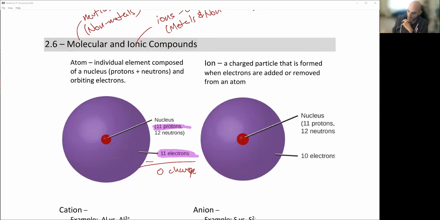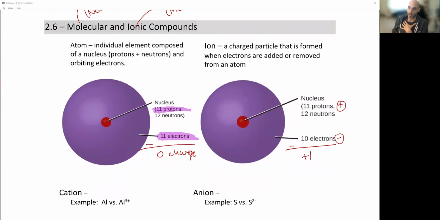An ion, on the other hand, is when I have an imbalance in the number of electrons or protons. And I'm sure you guys know all this. So in this case, we have 11 positive charges and 10 negative charges. So I have one extra positive charge, making the charge of this +1 in nature. So that has a +1 charge. So ions are charged particles.